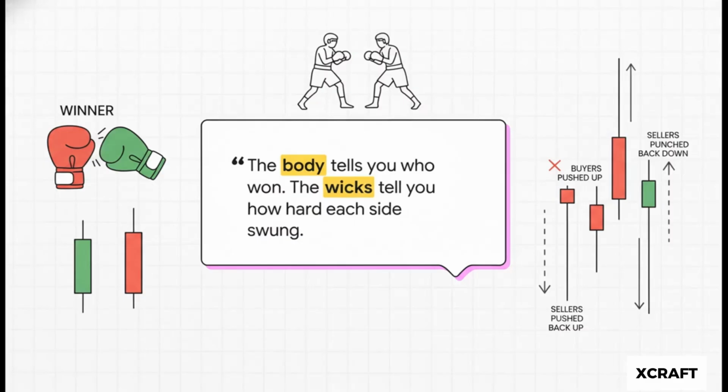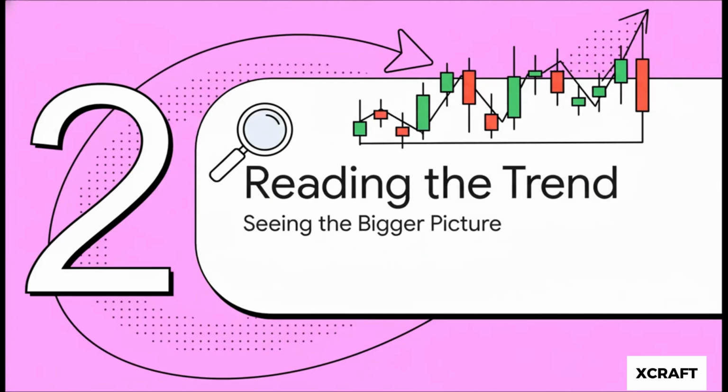That's it. And I love this analogy. Think of it like a boxing match. The colored body of the candle tells you who won the round. But the wicks are the really interesting part. They tell you about all the punches that were thrown but didn't quite land. A long wick at the top means buyers tried to push the price way, way up, but sellers punched them right back down.